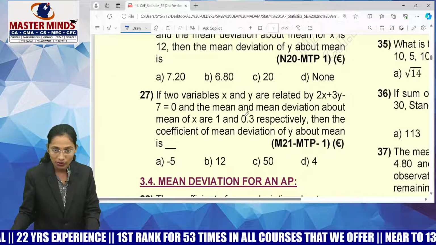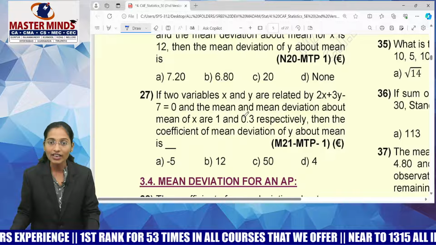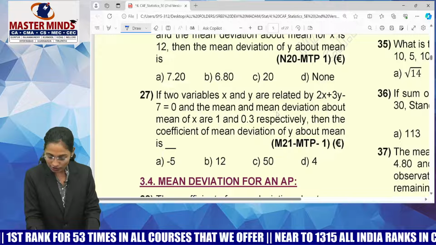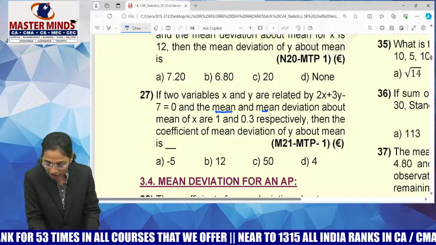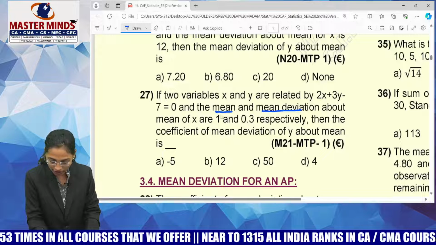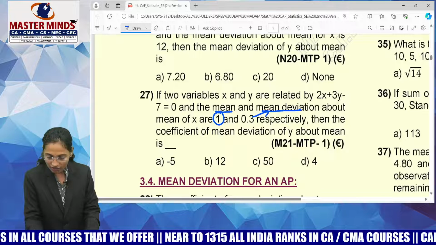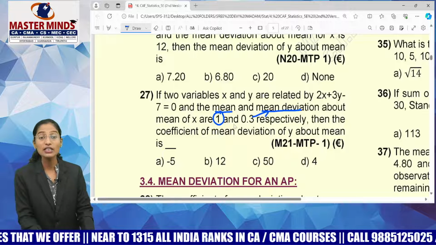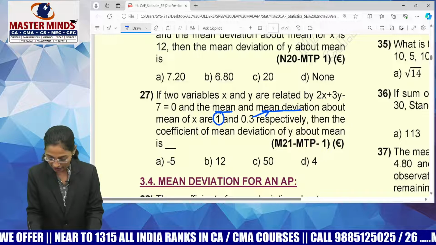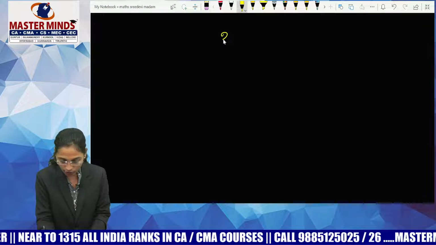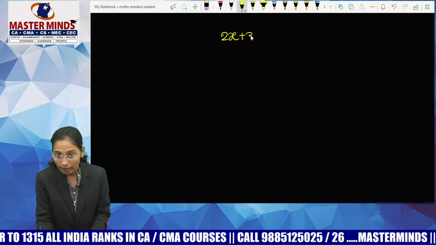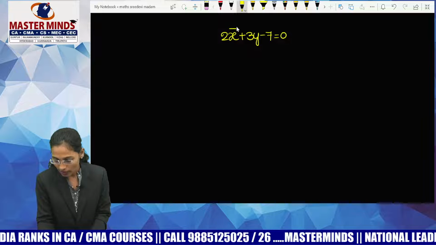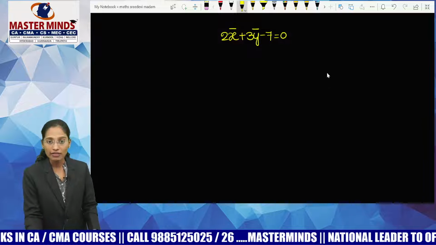Now let's have a look at MCQ number 27. If the two variables x and y are related by 2x plus 3y minus 7 equals 0, and the mean and mean deviation about mean of x are 1 and 0.3, so mean is 1 and mean deviation is 0.3, then the coefficient of mean deviation of y about mean is, which means the mean deviation of y needs to be calculated. So guys, what is the relation between x and y? 2x plus 3y minus 7 equals 0. So now I can write 2x bar plus 3y bar minus 7 equals 0.